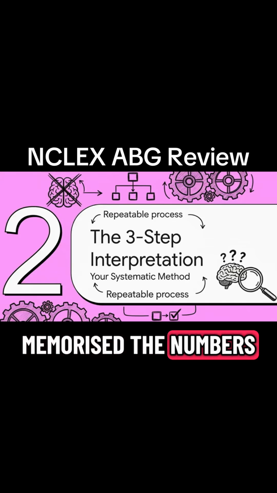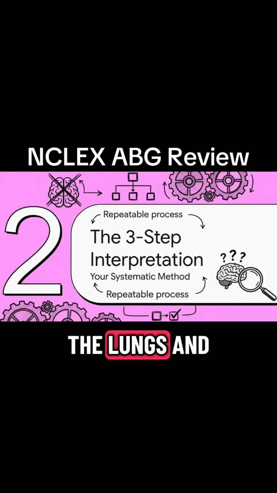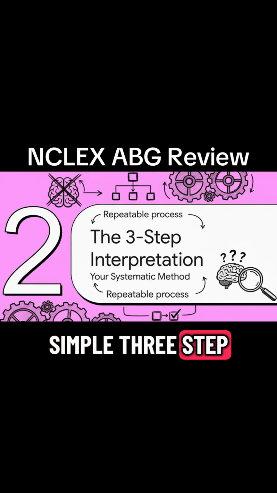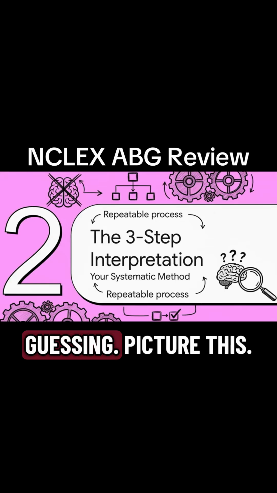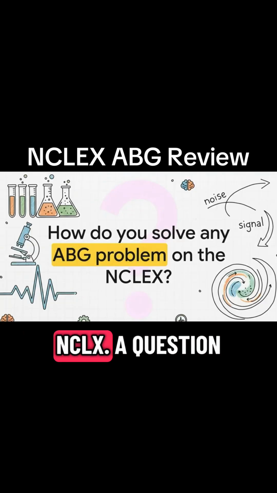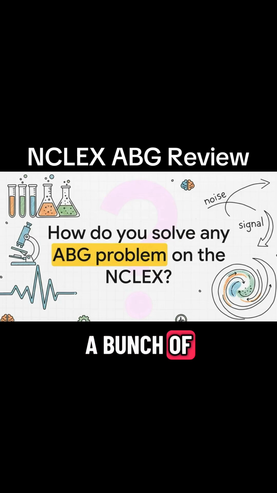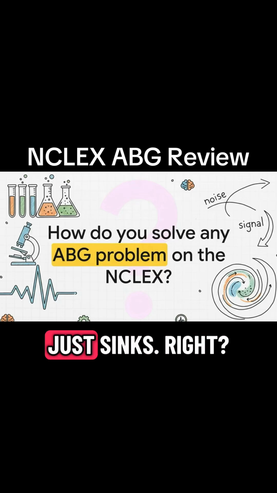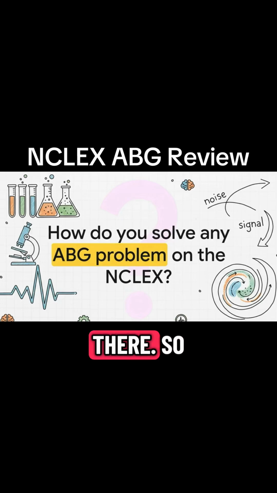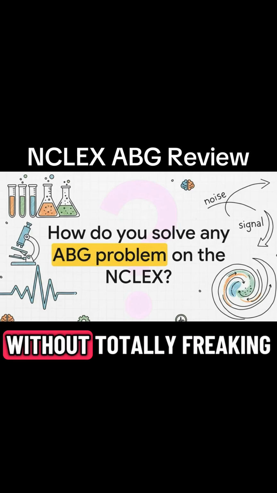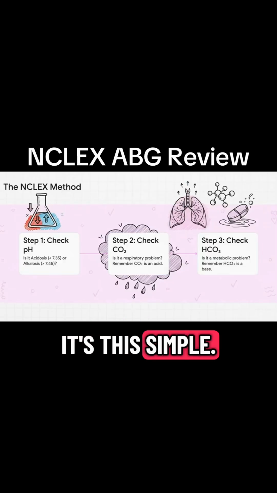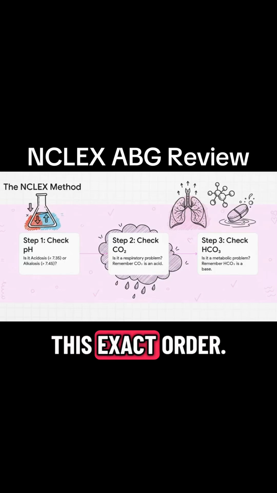Okay, so you've memorized the numbers and you know who the main players are, the lungs and the kidneys. Now for the magic. I'm going to give you a super simple 3-step system that works every single time. Say goodbye to guessing. Picture this, you're taking the NCLEX. A question pops up with a bunch of lab values, pH, PaCO2, HCO3, and your heart just sinks, right? We've all been there. So how do you look at that mess of numbers and figure out what's going on without totally freaking out? It's this simple. Just follow these 3 steps in this exact order.